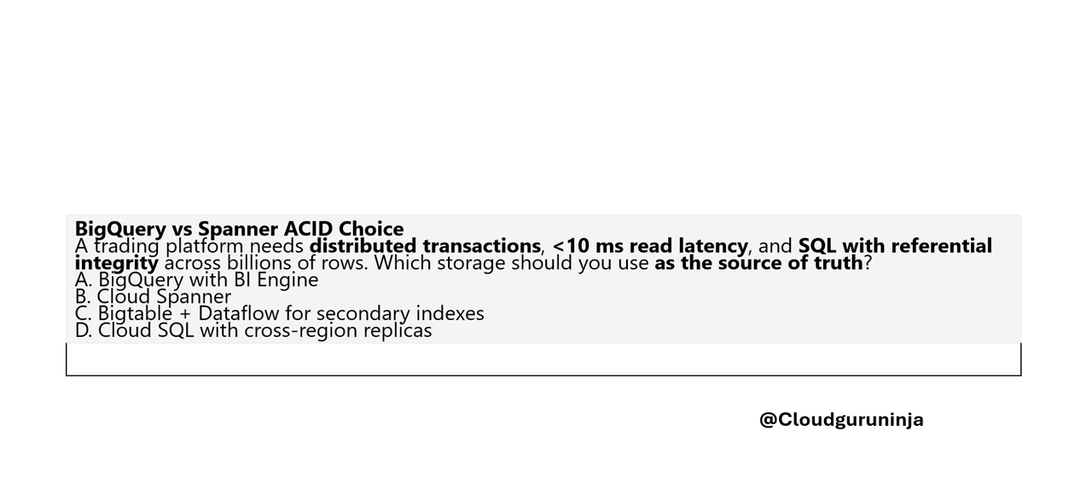Now this is the next one. So there is a trading platform. It needs distributed transactions, something like Zerodha or Groww app. If you are already into trading, you know that milliseconds matter in terms of trading. So if you're building this kind of a platform, you need distributed transactions and very low read latency and SQL with referential integrity across billions of rows. That is a requirement. SQL with referential integrity across billions of rows.